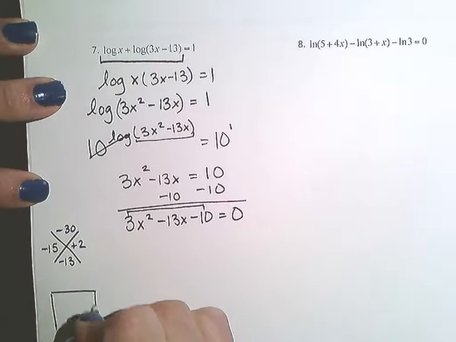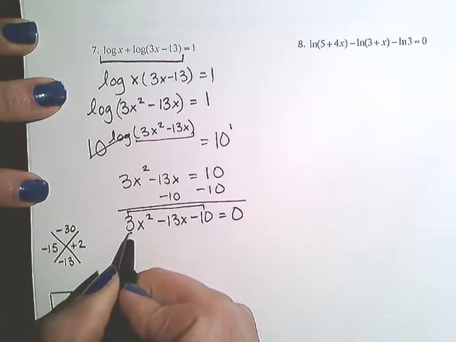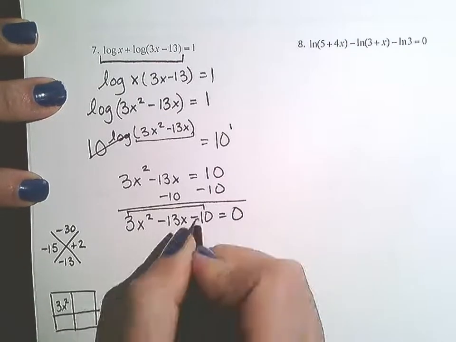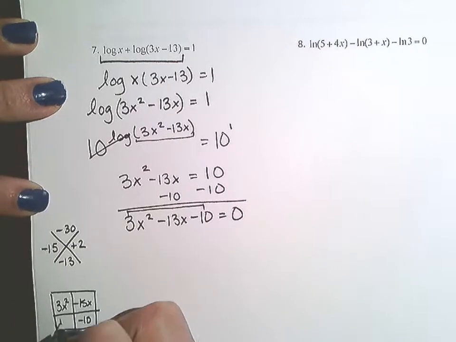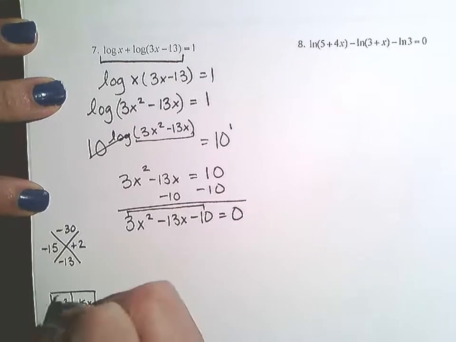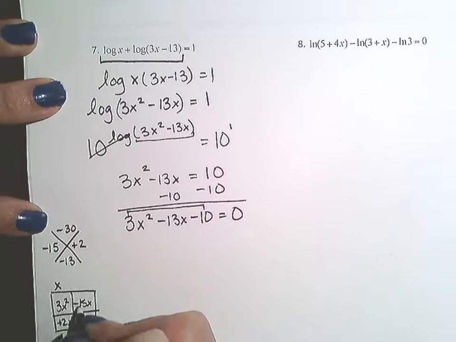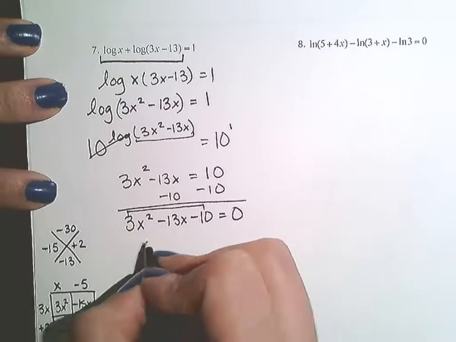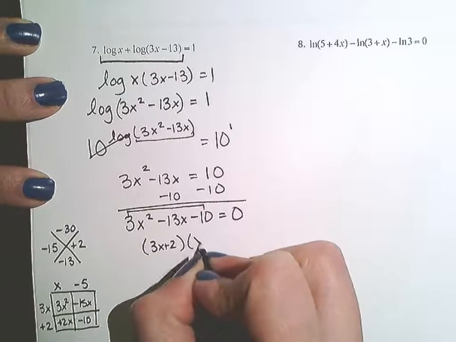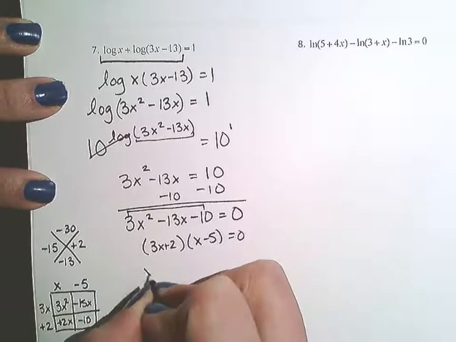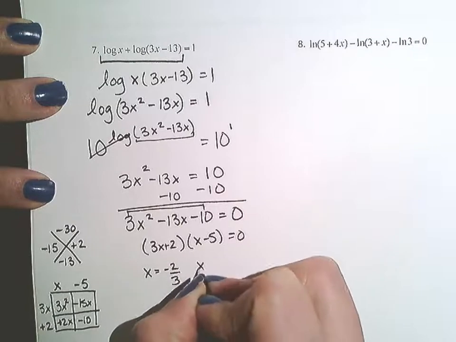And then, of course, in your box, first term, first box, last term, last box, and then your 2 factors go here. Find the GCF of each row and each column. So this ends up being x minus 5, and then 3x plus 2. So my factors are 3x plus 2 and x minus 5. You solve that, x equals negative 2/3 and x equals 5.